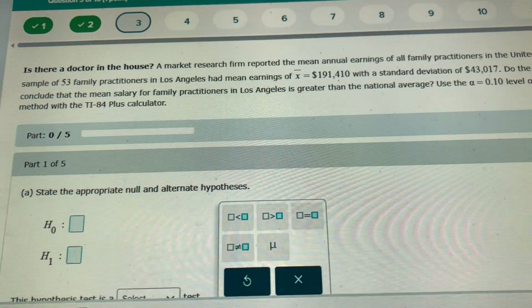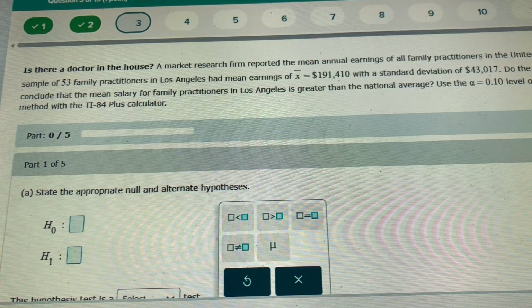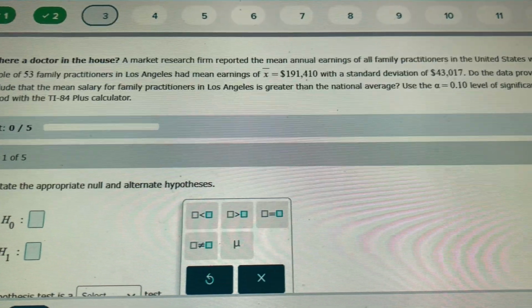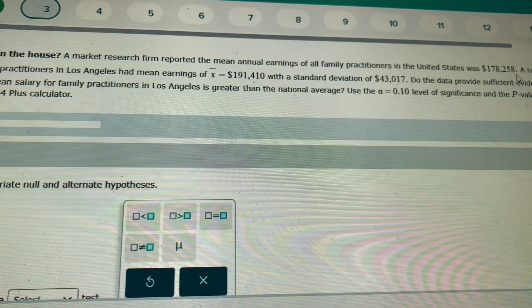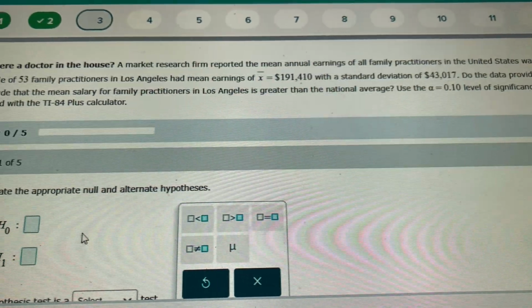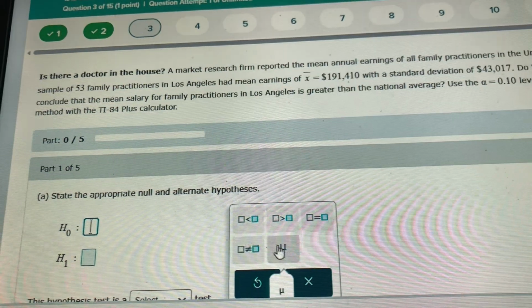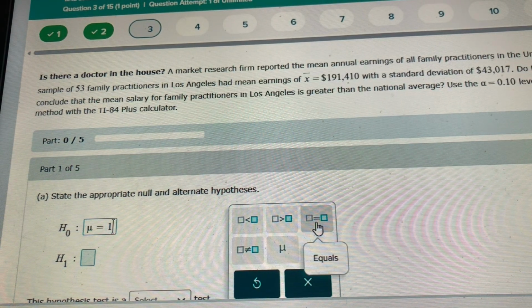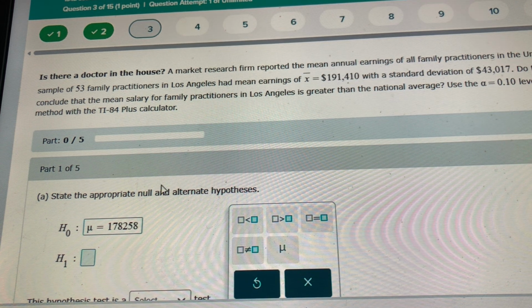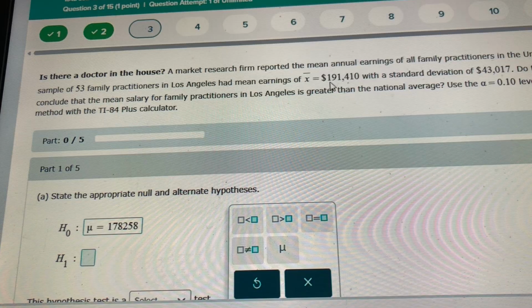That first sentence had this number of 178,258. That's going to be the null hypothesis. A null is usually that very first sentence. So supposedly the mean equals 178,258. But then we got 191 in the sample. So is that some kind of evidence that the null is wrong?